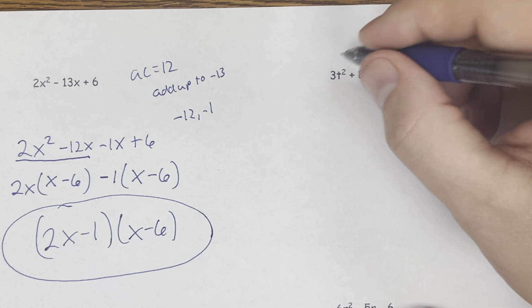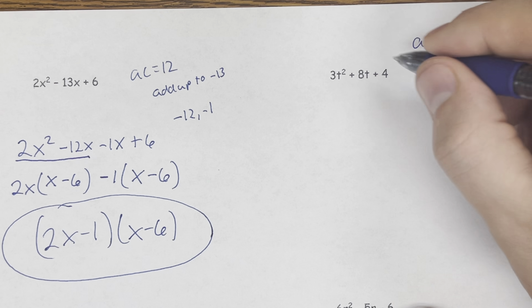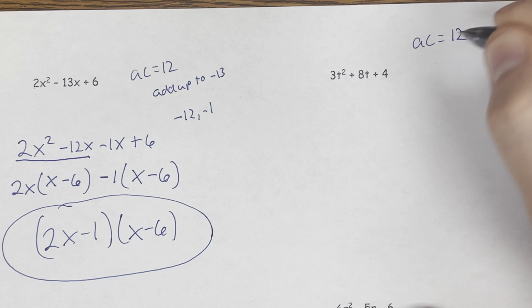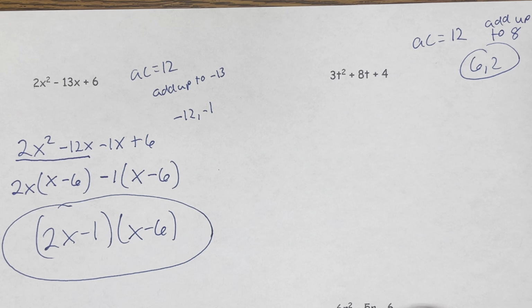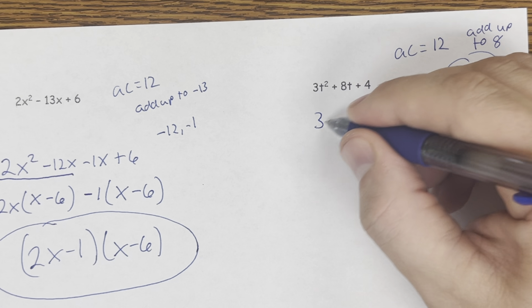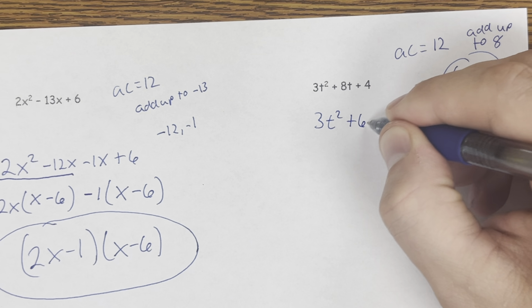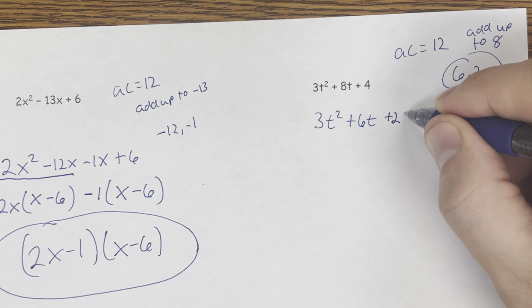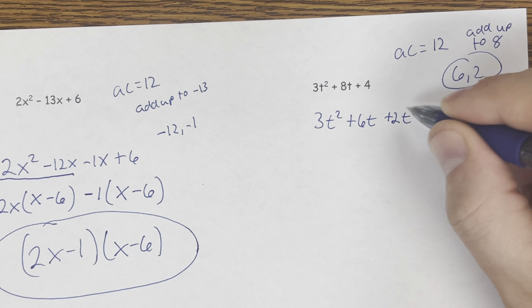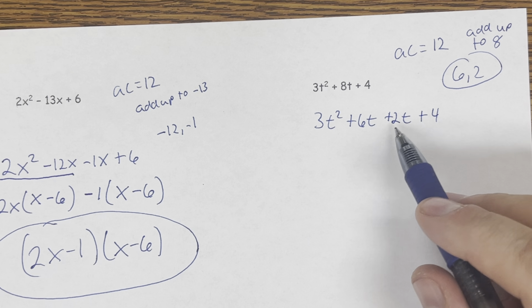All right, this one, AC, 3 times 4 is 12. Has to add up to 8. So for factors of 12 that add up to 8, we're going to use 6 and 2. Okay, rewrite: 3t squared plus 6t plus 2t plus 4. Notice I made my t's curved because next to the plus sign, it's super hard to tell what it is.